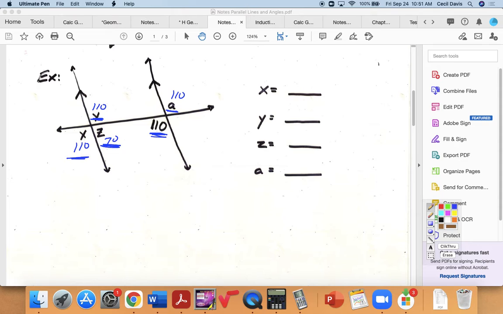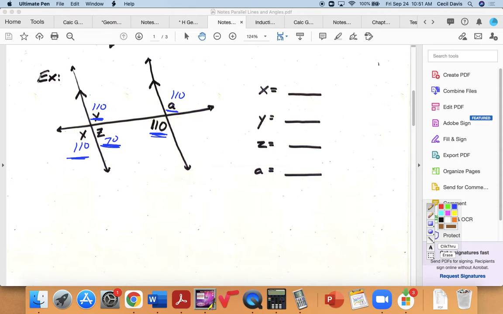Same side interiors. And what do we call two angles whose measures add up to 180? Supplementary. And that's really easy to remember. When lines are parallel, the same side interior angles are supplementary. It all starts with S.